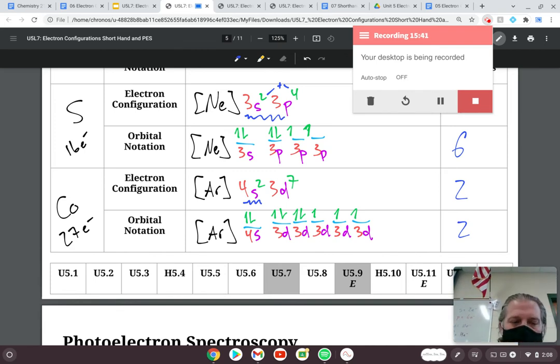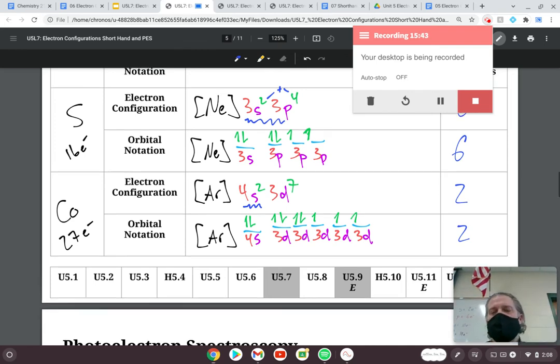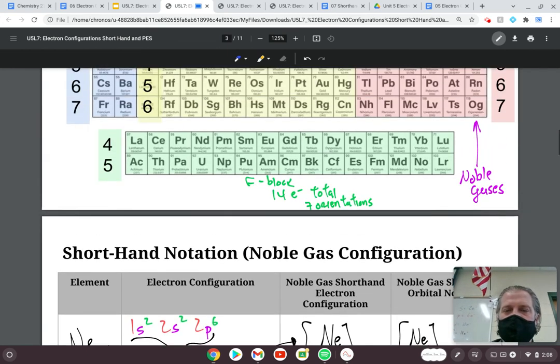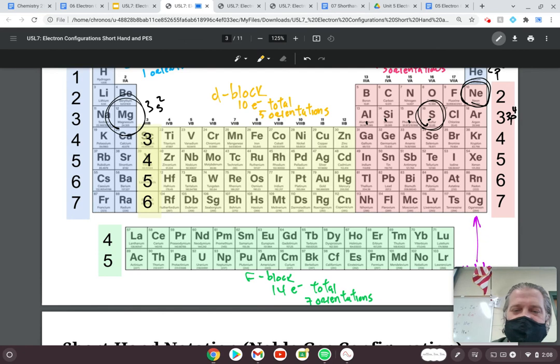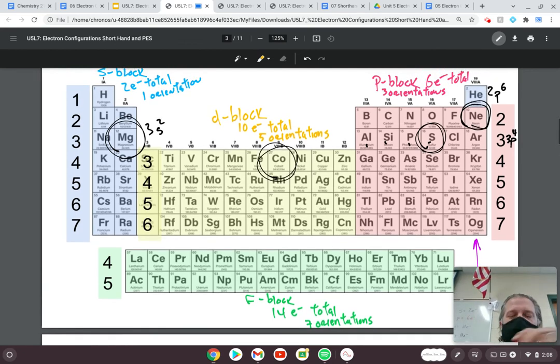So with cobalt being element number 27 on the periodic table, if I go back up here and I locate cobalt, the first thing I can do is I see that it's in the D block. I see that it's in the row that we call the 3D, and I see that it's 7 columns over. So I'm going to predict that cobalt is going to be like a 3D7.